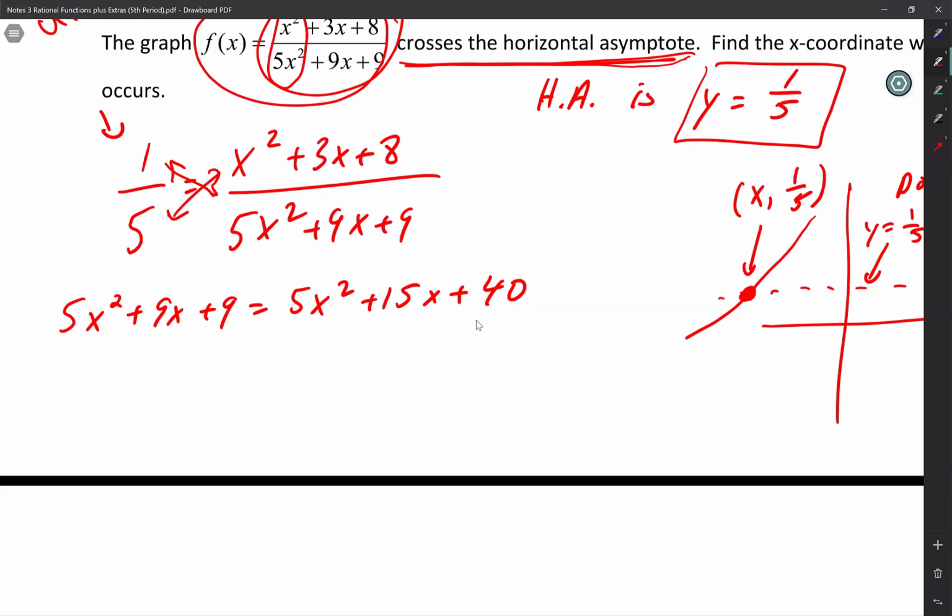If you did it correctly, not every rational function crosses the x-axis, but I mean crosses the horizontal asymptote, but this one does. If you did it correctly, the x squares will always cancel. So that's how you can tell if you did it correctly or not.